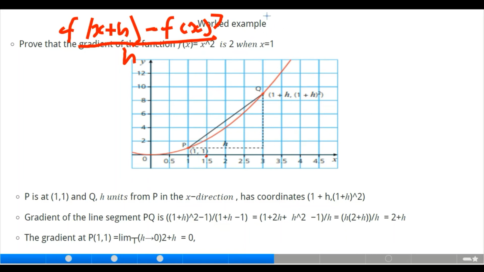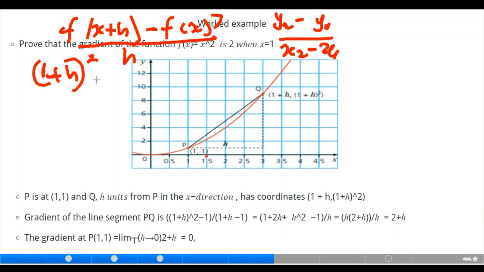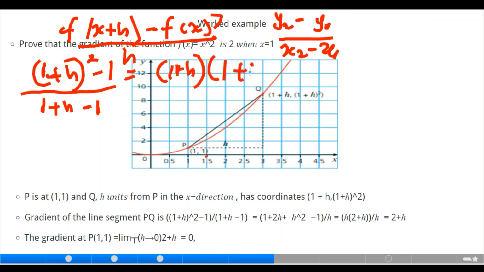If you are making use of the formula, which is y2 minus y1 divided by x2 minus x1. Now, from here, what is y2? y2 is 1 plus h all squared, okay? y1 is what? 1, so we have minus 1 all over. What is x2? x2 is 1 plus h, isn't it? And we have it minus 1. Now, let's open the brackets. 1 plus h all squared will be 1 plus h, close the brackets, 1 plus h, minus 1. Remember that the denominator is 1 minus 1 plus h.